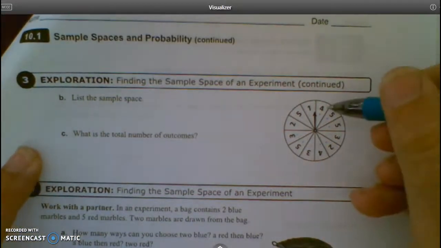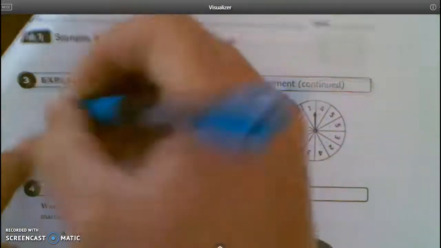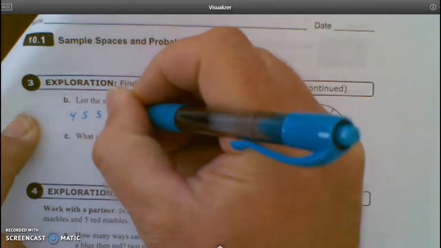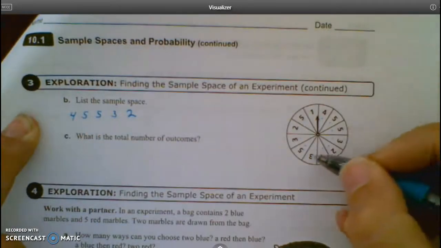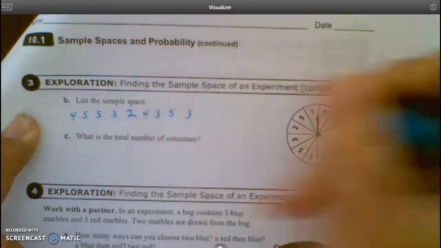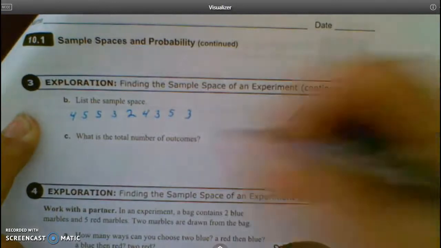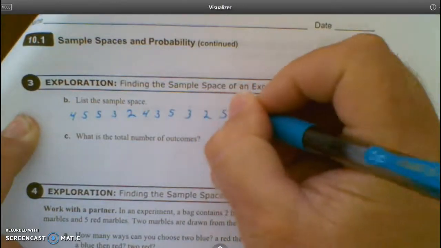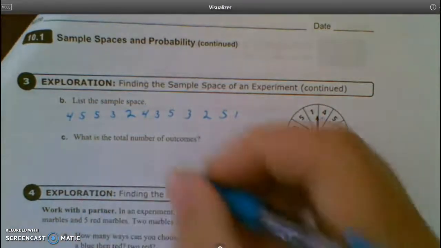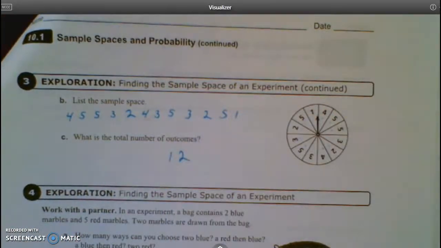If I really listed them all out, so I'm just going to start with the 4. So 4, 5, 5, 3, 2, 4, 3, 5, 3, 2, 5, 1. So to answer this question, we can see that there are 12 options, total number of outcomes. So whatever my probability question would now be is now going to be something out of 12.